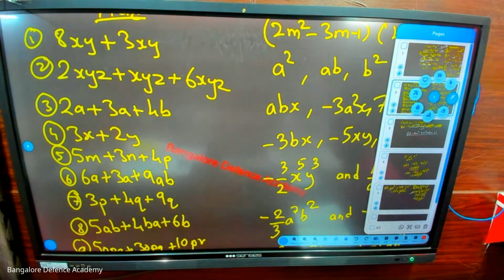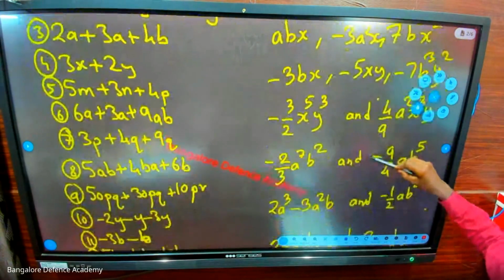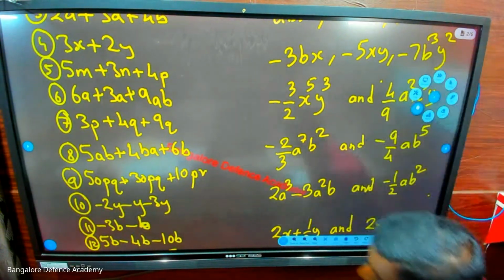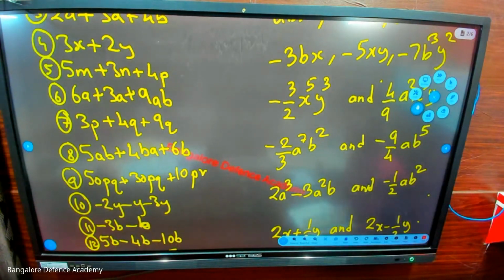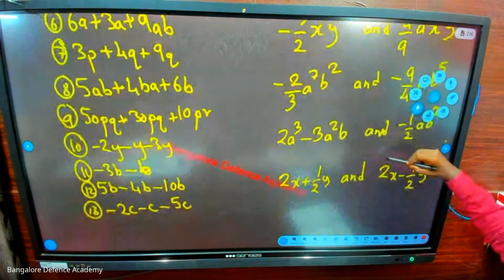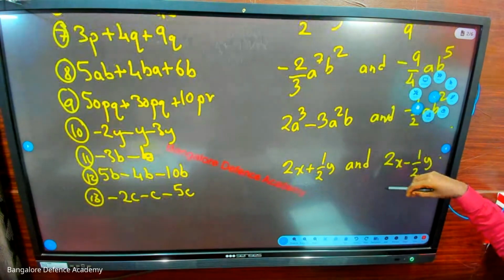Okay, 9a minus 9ab. माइनस कैसे होगा? इधर plus दिया ना मैंने. Okay, next. 13q plus 3p. Ah, okay. Next. 9ab plus 6b. Correct. 80pq plus 10px. Okay. Minus 6y. Okay. Minus 4b. Okay. Minus 9b. Minus 9b. Correct. Next. Minus 8c.